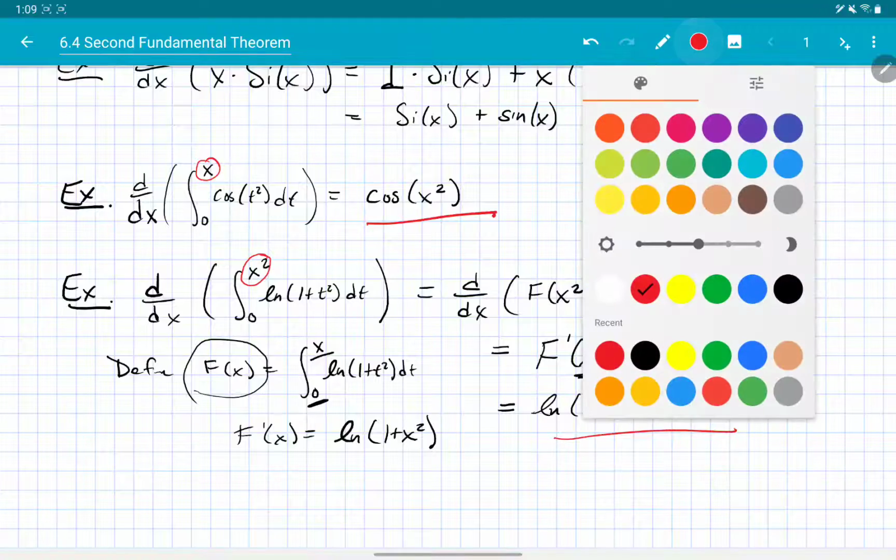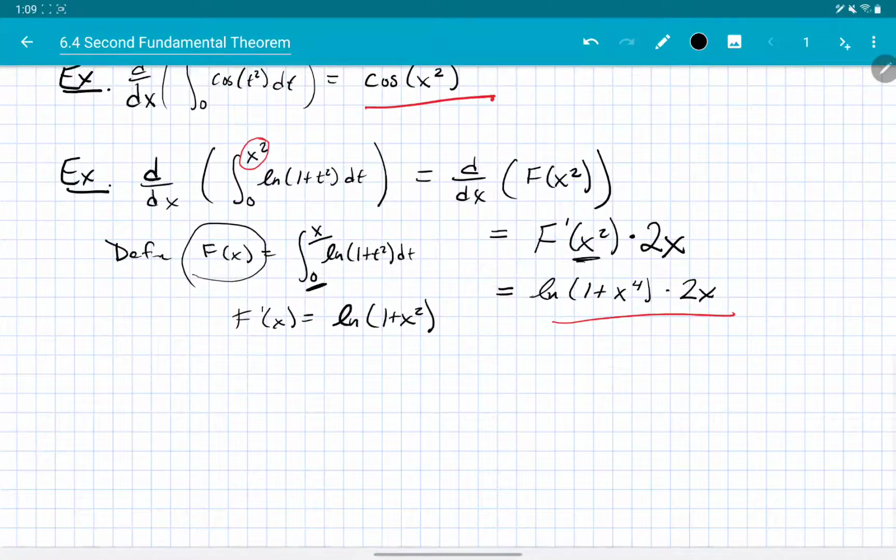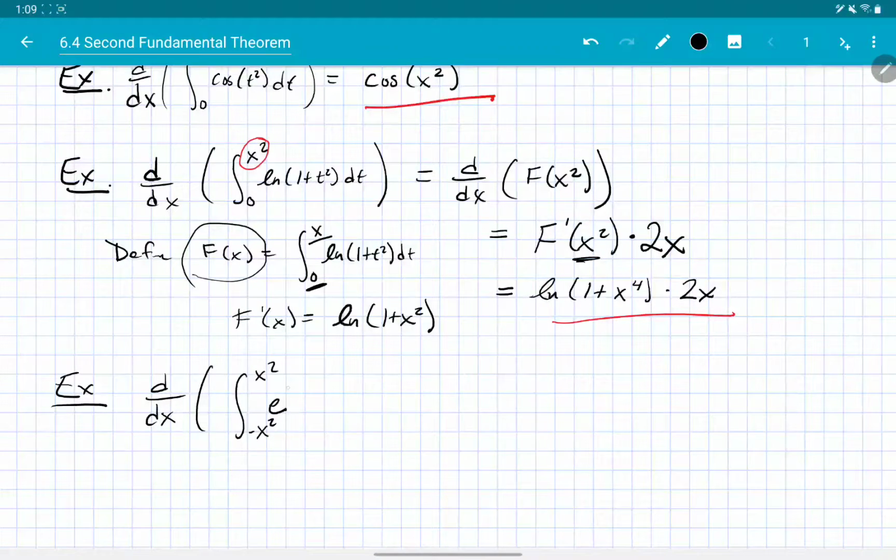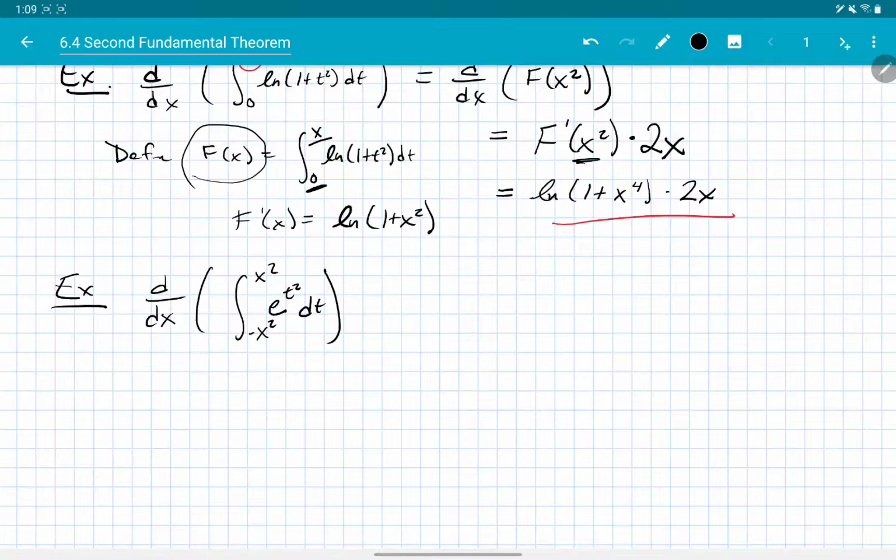Okay, let's do an even more complicated version of this. Let's find the derivative with respect to x of the integral from minus x squared to x squared of e to the t squared dt. This is kind of complicated because we have variables in both limits of integration, so we're going to deal with this very carefully.